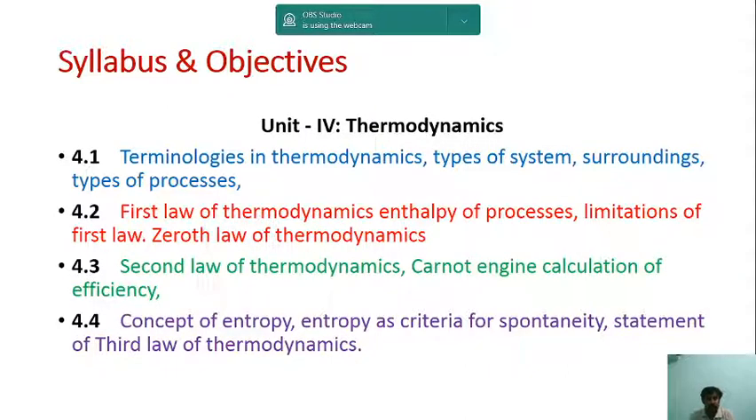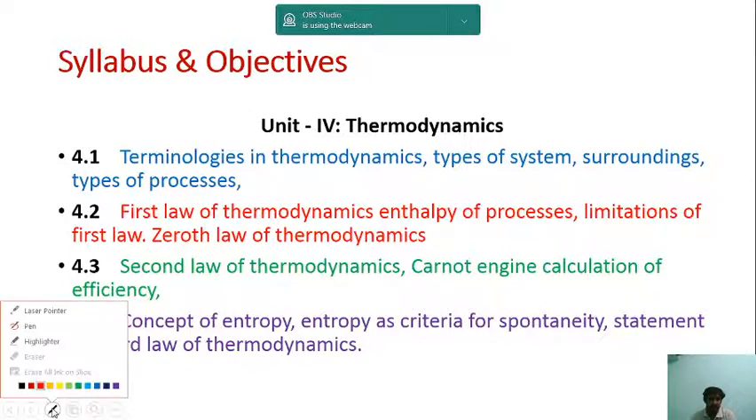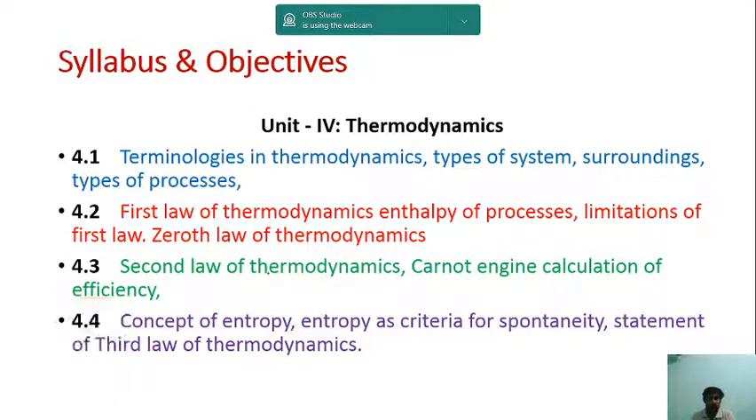Unit 4 comprises 4 subunits. The first one is terminologies in thermodynamics: types of system, surroundings, and types of processes. 4.2 is the first law of thermodynamics and its application, enthalpy of processes, the limitation of the first law, and also the zeroth law of thermodynamics.